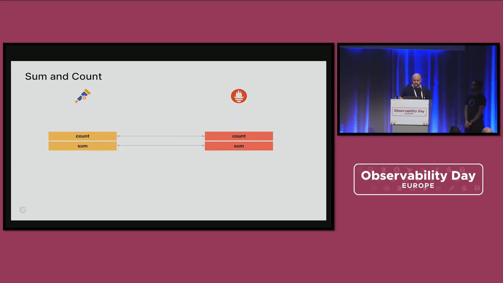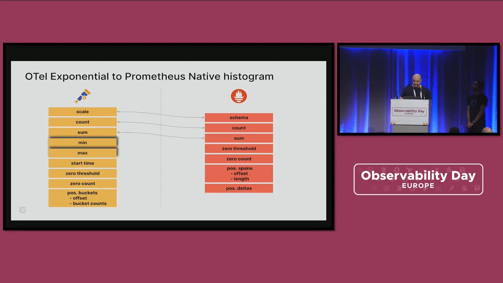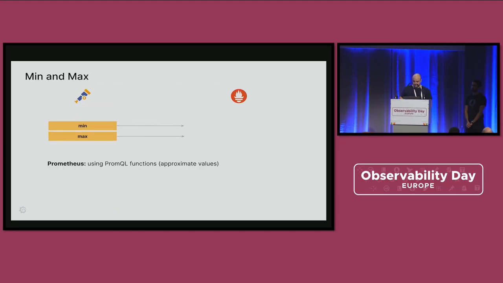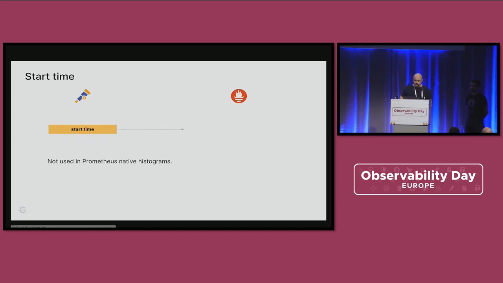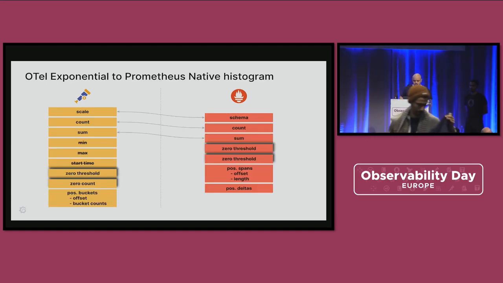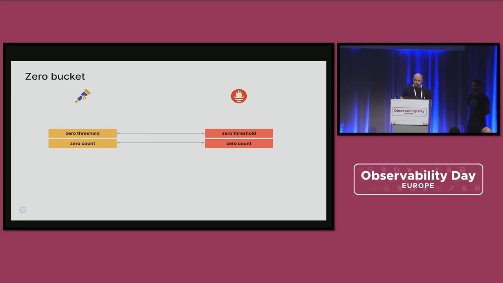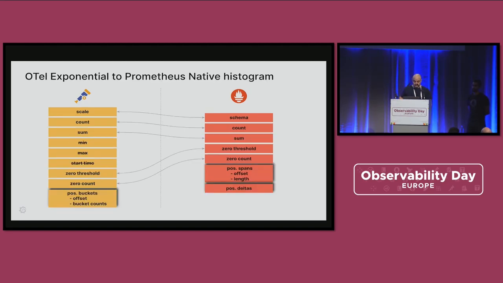Next fields, count and sum. So the count and sum of exponential and native histograms are directly translated. Prometheus doesn't have min and max fields, so how do we handle translation of those fields? So we don't. You can use PromQL histogram quantile function to approximate min and max values from the observation values. Start time. Prometheus native histogram doesn't have relevant fields, so we don't use the start time field in the translation. So zero bucket fields, so zero threshold and zero count fields of exponential and native histogram are translated directly. And we are left with positive buckets.